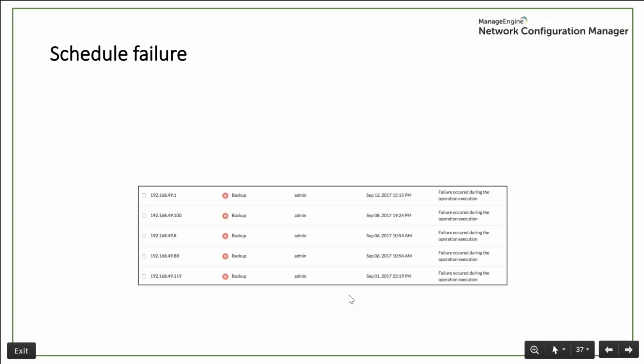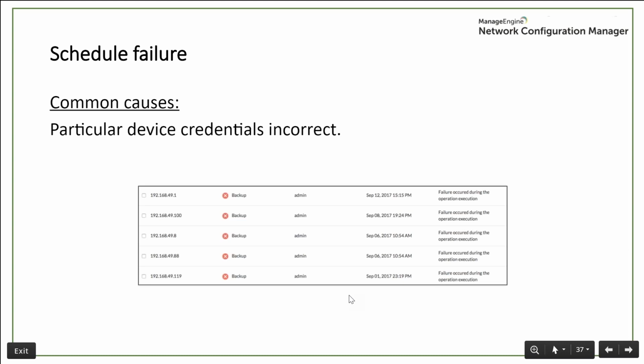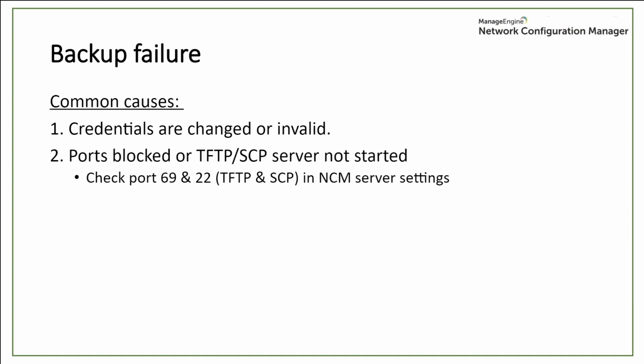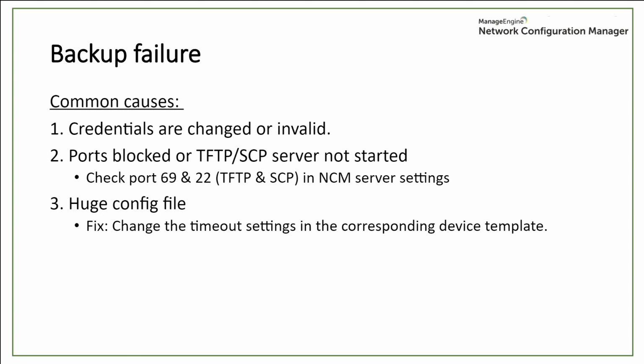During scheduling, you might encounter schedule failures. This might be due to improper credentials. The credentials might not be valid, or they might have been changed. Other reasons might be that ports are blocked, or the TFTP or SCP server might not be in running status. So to change it, you have to go to the NCM server settings and put the TFTP or SCP server in the running status.